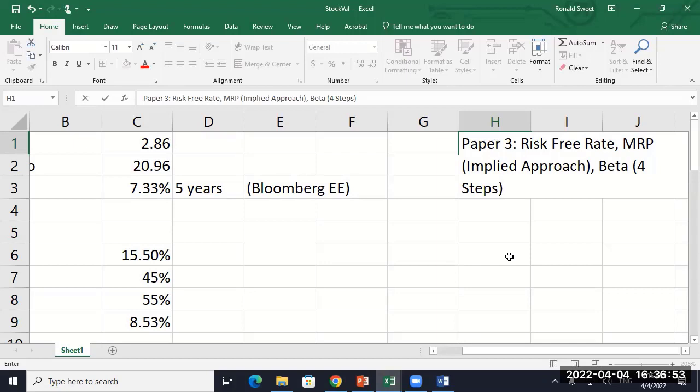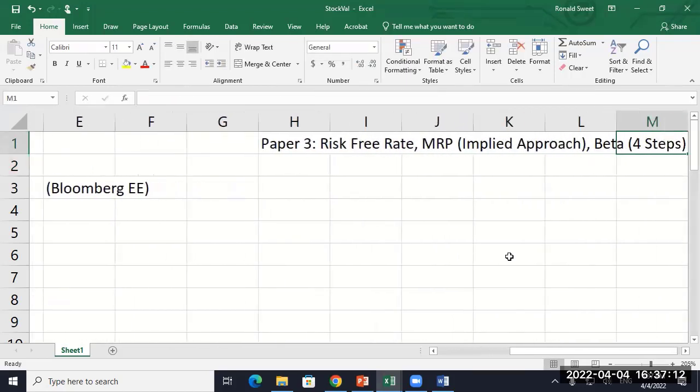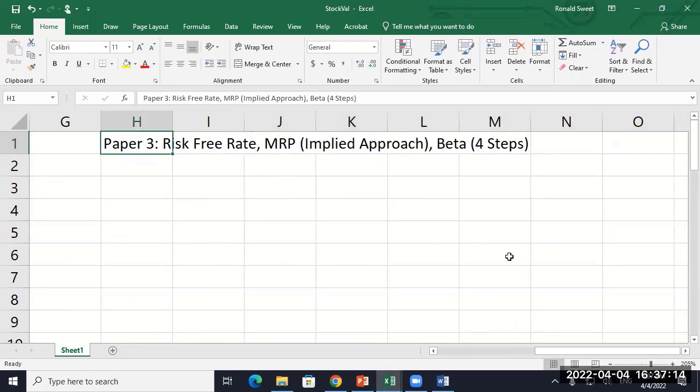Most of your work is going to be on the beta side, but you have to put a paragraph or 2 on the risk-free rate, a few paragraphs on the market risk premium. You might pull in some of those charts as backup to defend your implied approach. And then the beta, you'll go through all 4 steps on the beta. All right, so that's the entirety of paper 3. I do have a video that walks you through this again. So if you've forgotten all this, you can watch the class and also watch that video.